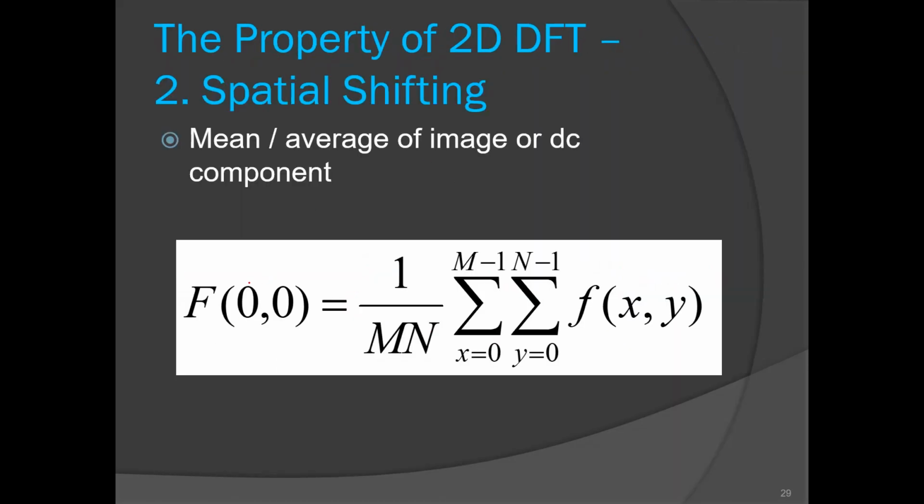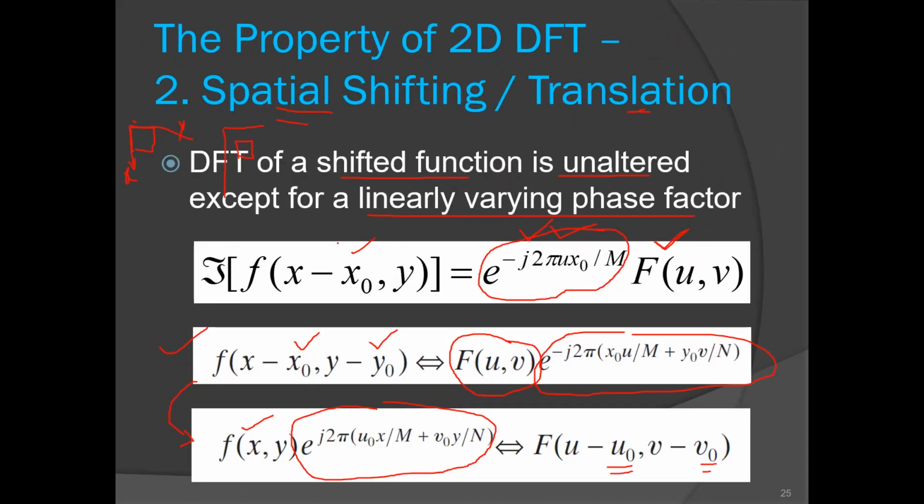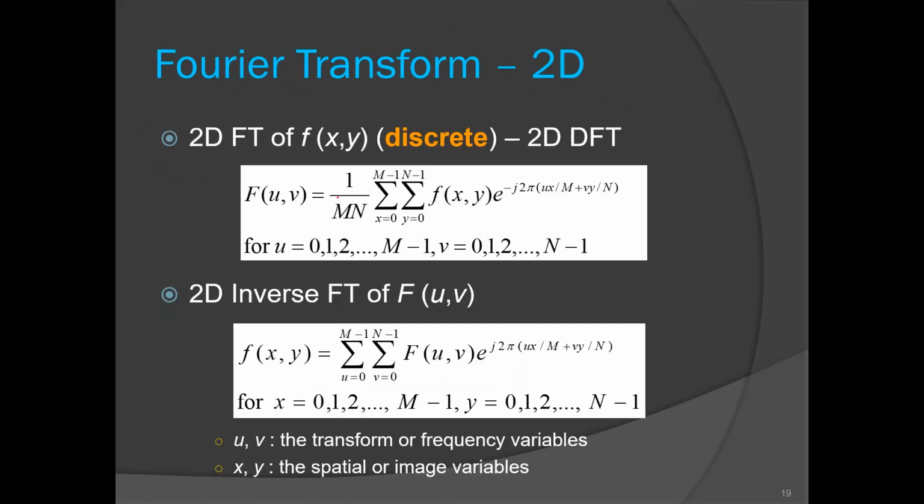Now if you put 0, 0 in the original equation of the Fourier transform, you will get this equation. And if you see this equation, what is this? This f of x y is our original image, M by N is the size of our image, and this is actually the average of our image. So the center of the Fourier spectrum represents the average of the image, and it is known as the DC component of the image.